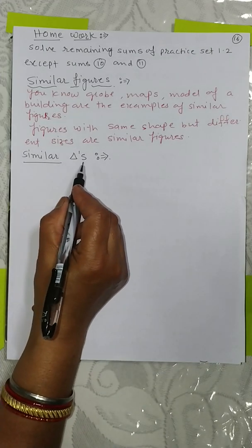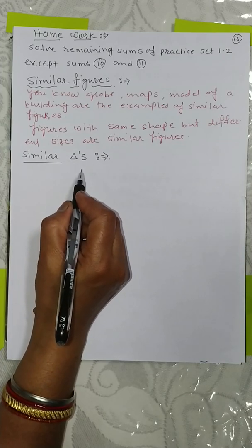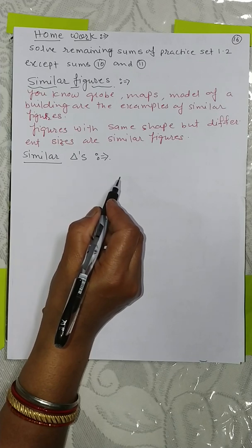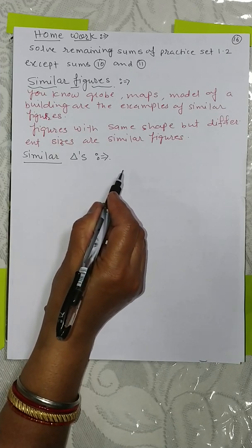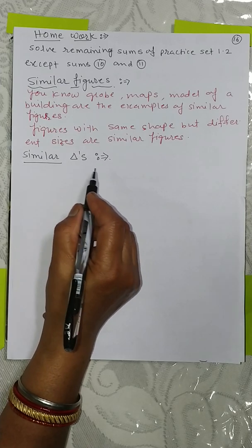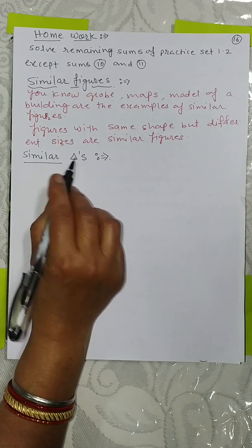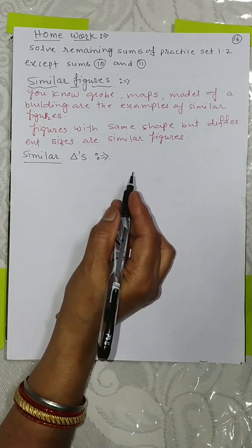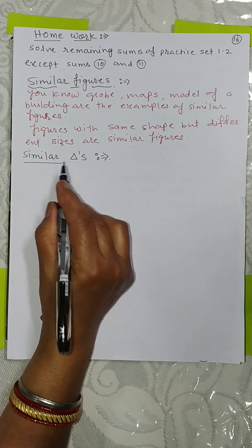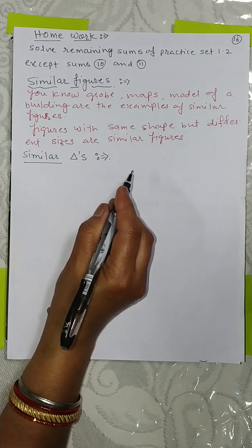Corresponding sides are in proportion, that means the ratio of the corresponding sides is the same. So if the ratio of the corresponding sides is the same, then the sides are in proportion. In congruent triangles, both the sides and the angles are congruent. But in similar triangles, the sides are in proportion and angles are congruent.